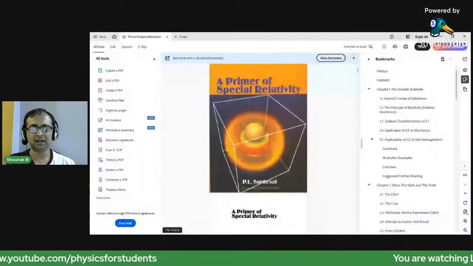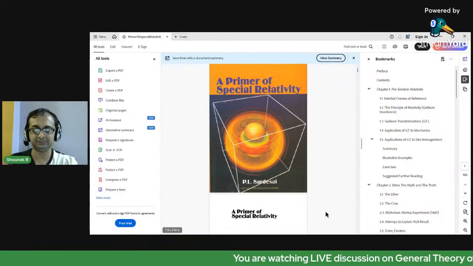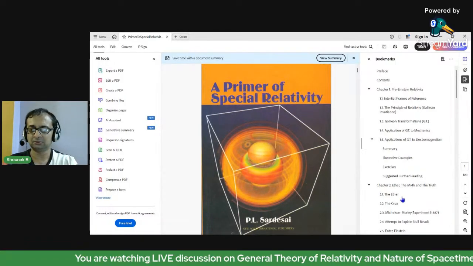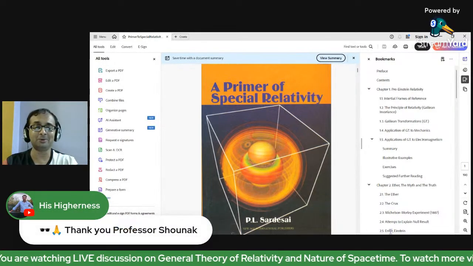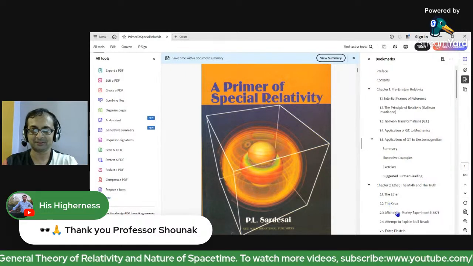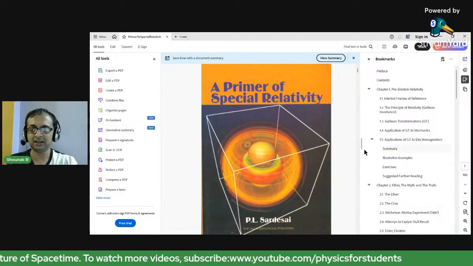This is a very good book which you can read. A Primer of Special Relativity by P. Sardesai. This is a very good book. Thank you, Professor Shaunak. Oh, from Ottawa, after a long time. Okay, this is a good book that you can read.